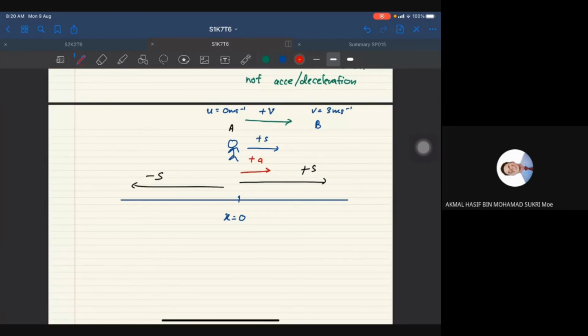Does this object accelerate or decelerate? Accelerate. Why do you say accelerate? Because the velocity increases. Sorry, I couldn't hear, I'm not sure if my internet is slow or yours, but it's breaking up a bit. Because its velocity increases. Okay, very good. Another thing is that you can see that the direction of V and A is in the same direction.